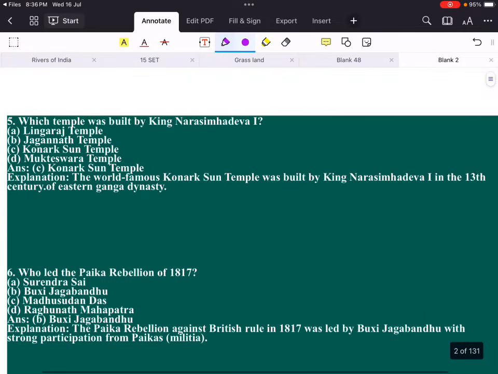Question number 5. Which temple was built by Narasimhadeva I? That is Konark Sun Temple. Option C is the correct answer. The world famous Konark Sun Temple was built by Narasimhadeva I in the 13th century of Eastern Ganga dynasty.